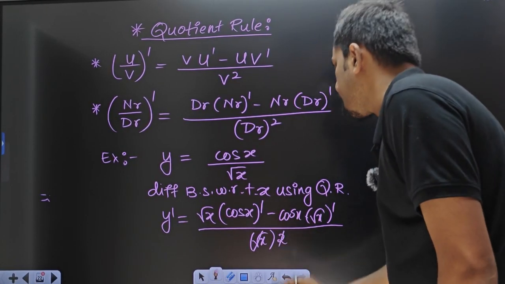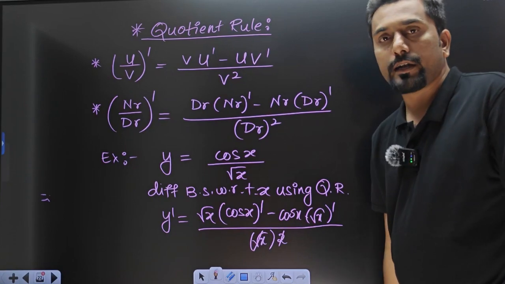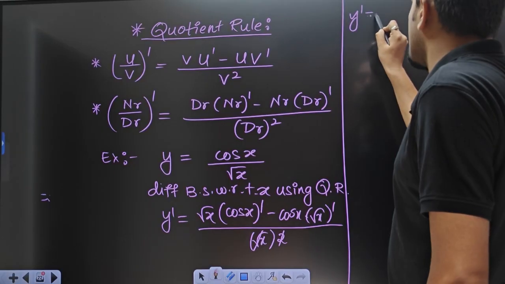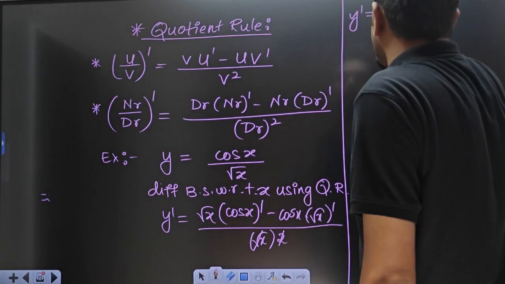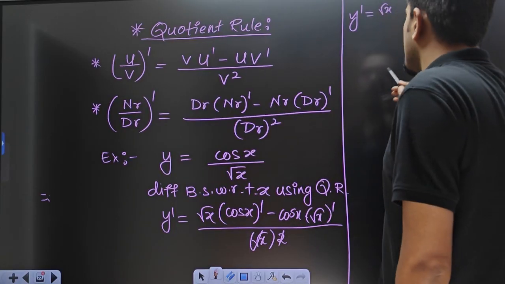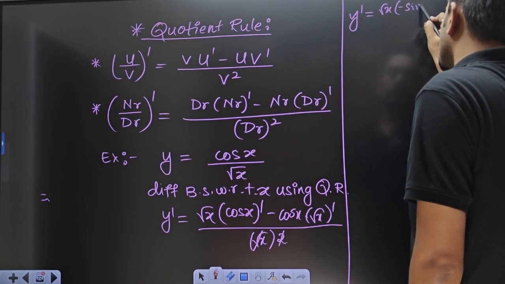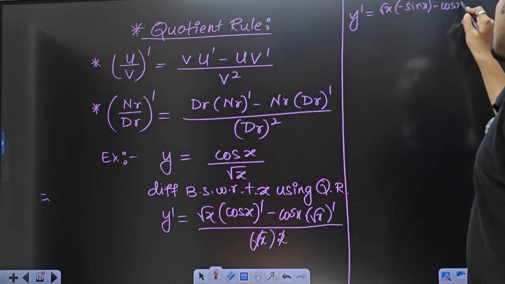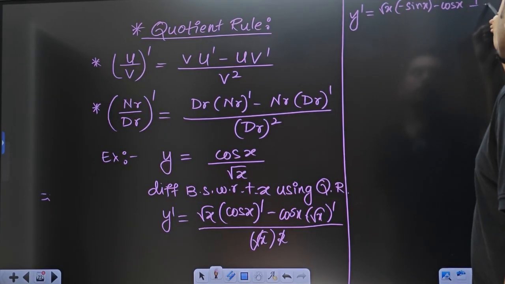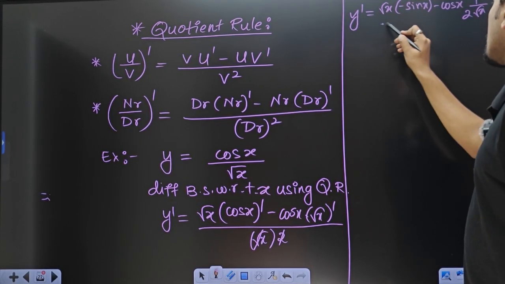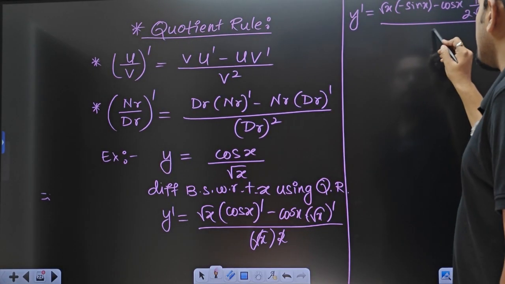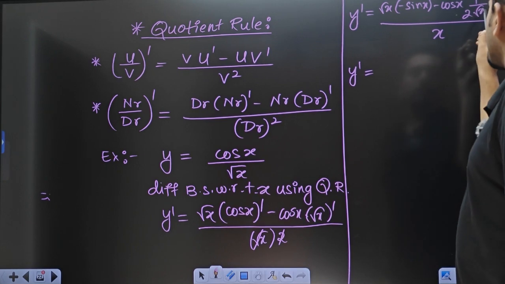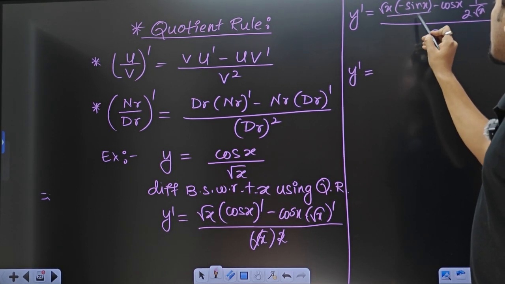Square and square root get cancelled. Right? Then now we will differentiate. Then y dash is equal to root x as it is. What is the derivative of cos x? That is nothing but minus sin x. Then minus cos x as it is, derivative of root x will be 1 divided by 2 root x, whole divided by x. Correct? Then again if you simplify this, if there is nothing in the denominator then there is 1.